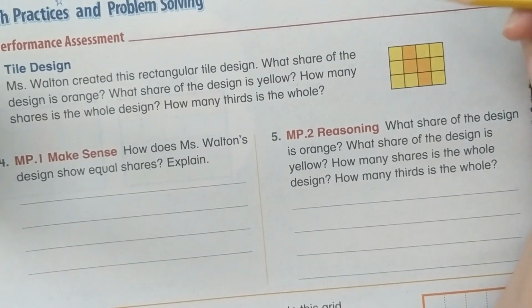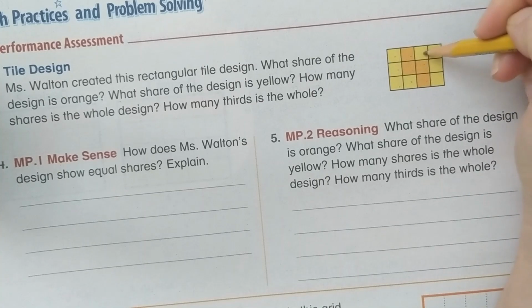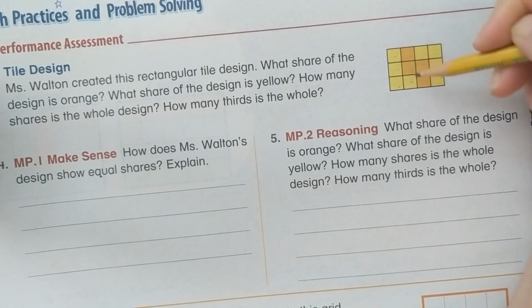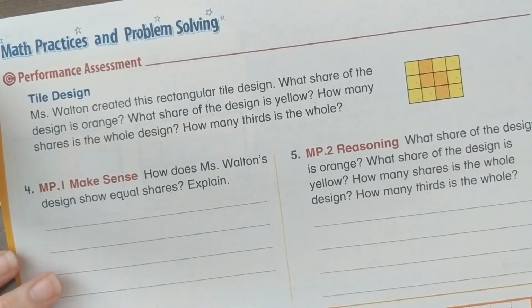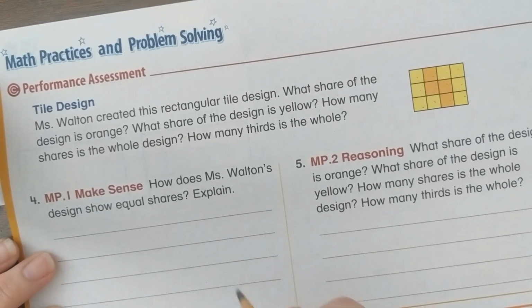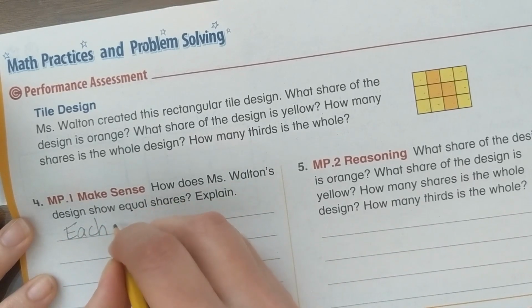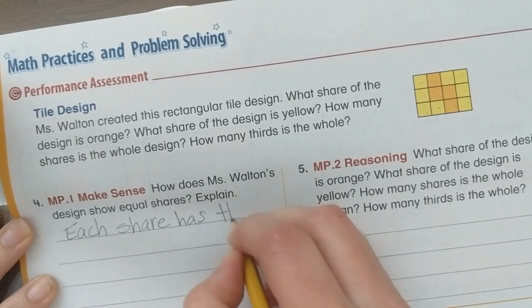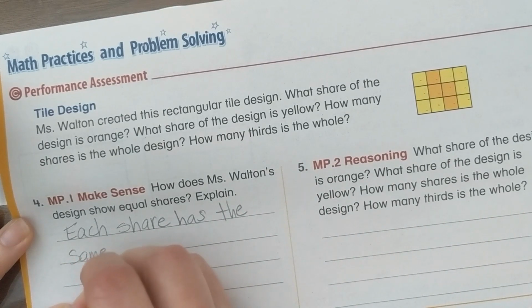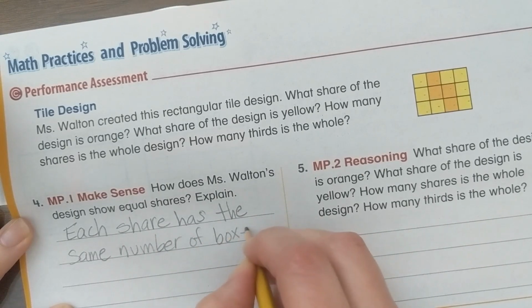We need to count the number of boxes. So 1, 2, 3, 4, 1, 2, 3, 4, 1, 2, 3, 4. So she did make it equal because each section has the same number of boxes. It has the same amount. So each share, there we go, has the same number of boxes.